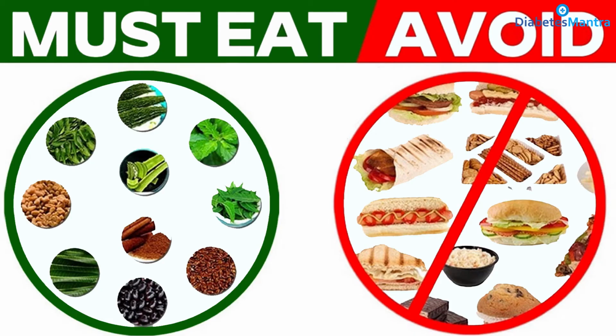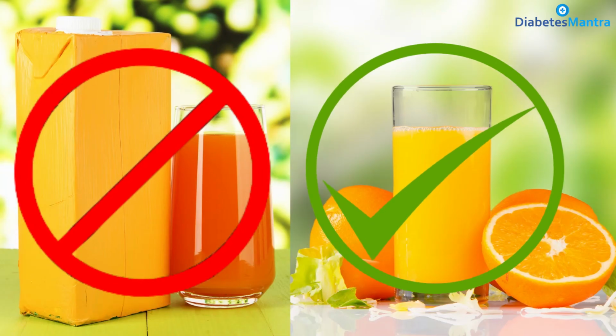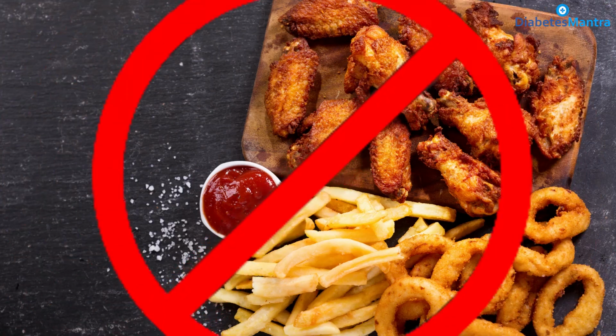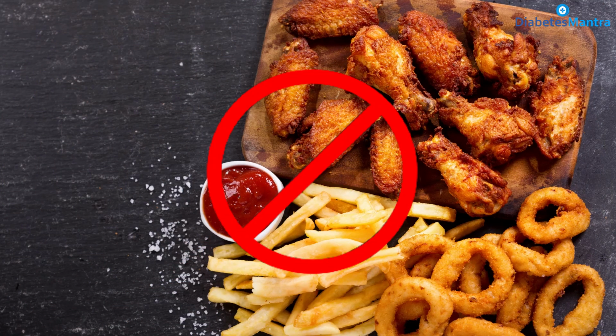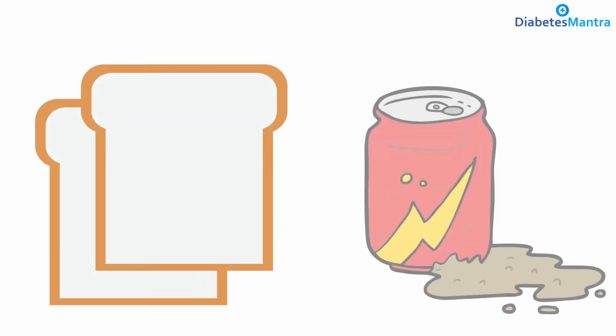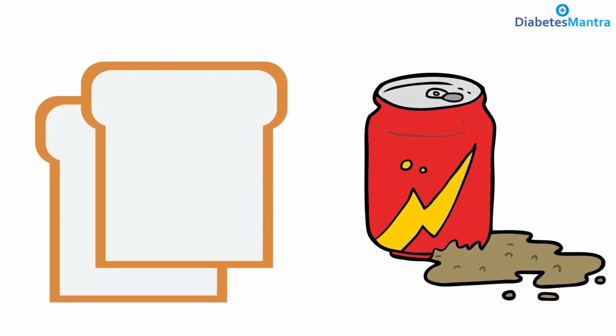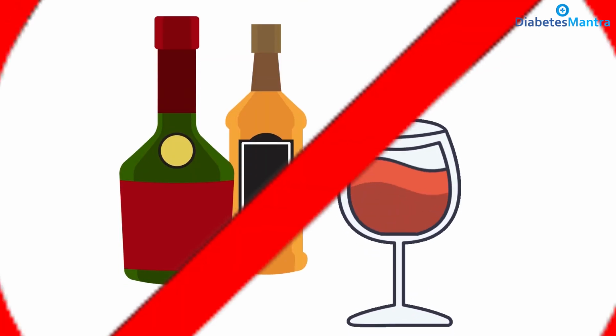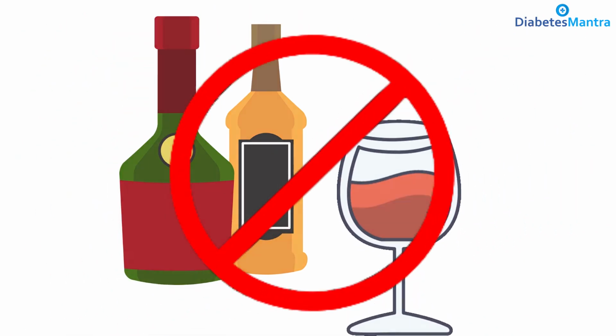You should avoid processed and packaged foods and should rather go for fresh foods. Replace packed juices with fresh juices. Also avoid deep fried foods and refined flour containing food like pasta. White bread and sugary drinks should also be avoided for maintaining a healthy sugar level. Alcohol consumption should be avoided or kept to a minimum.